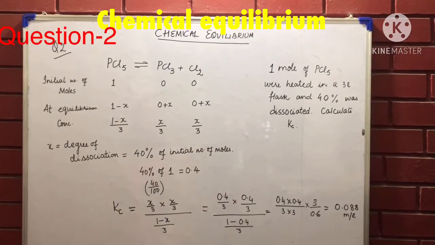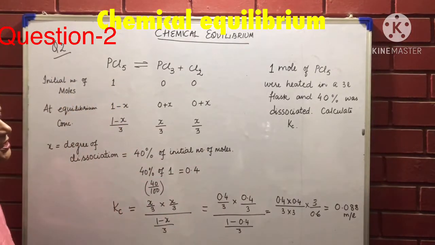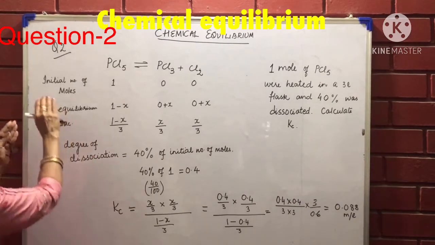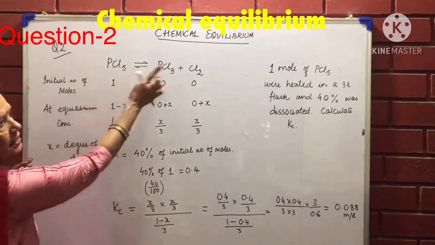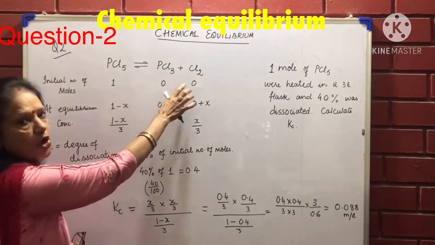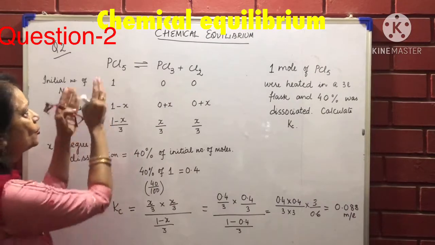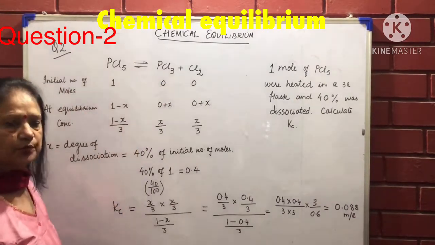Now the question says 1 mole of PCl5 was heated in a 3 liter flask and 40% was dissociated. Calculate Kc. The first step is, I'll say initial number of moles given to you in the question is 1 mole of PCl5. Since the product is not made yet, so you'll write here 0 and 0. So initially only the reactant was there, there was no product.